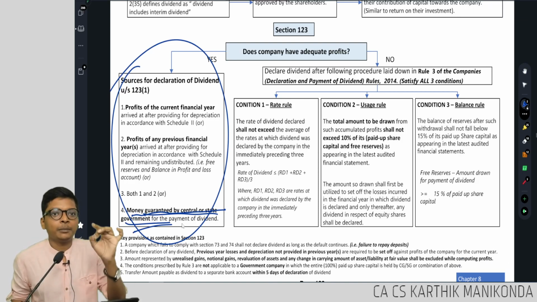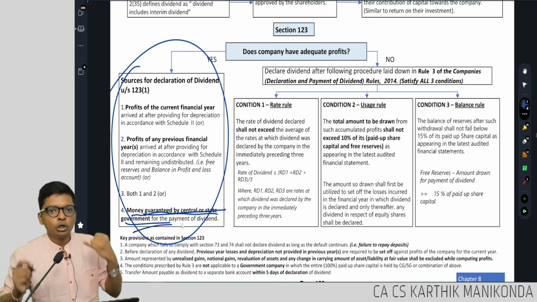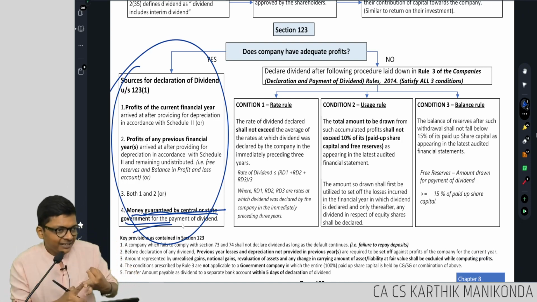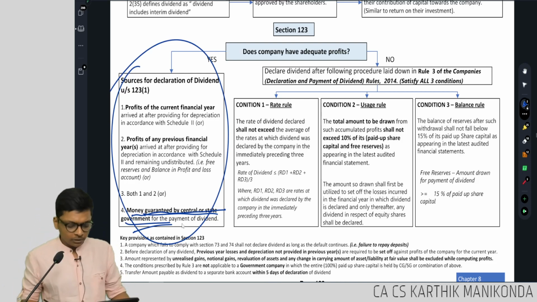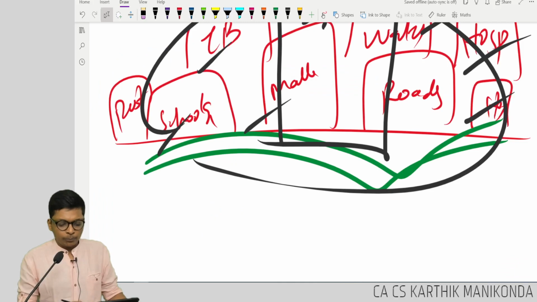This will not come in the exam. What will come in the exam? Sources: current year profits, previous year profits, a combination of both, and amount guaranteed by central or state government. That's it. Perfect, guys. Now we are proceeding further.